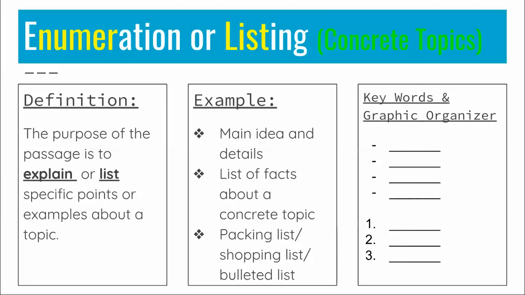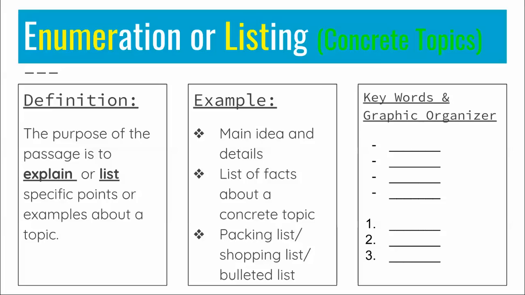Our next internal organizational pattern is enumeration or listing. Take a look at these highlighted pieces. These are roots that we've highlighted. Numer: do you see the word number in there? And list. You're going to be describing or listing ideas about a topic. And we say concrete topic. That's going to become important later because it's describing something you can touch or see or feel, okay?